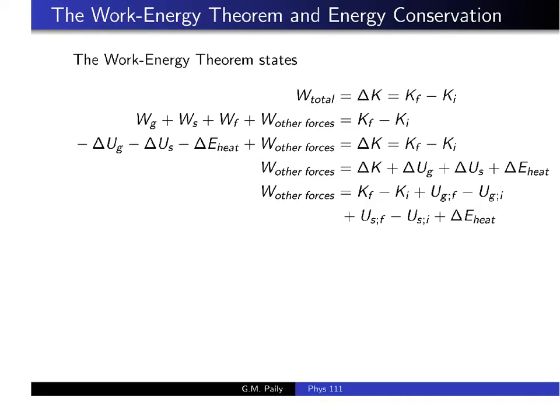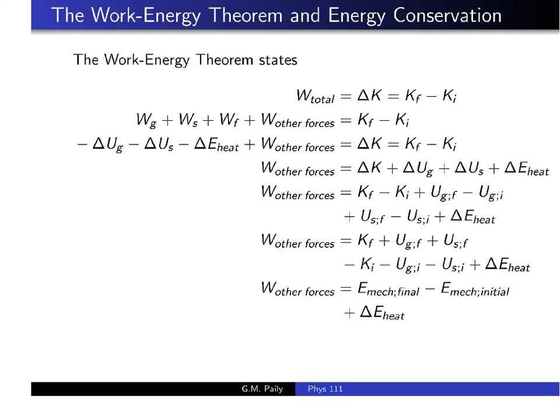And we can expand out all those deltas, right? So we have final minus initial. And we can group together the initial terms and group together the final terms. But then looking at this, K plus U is just mechanical energy. So we have the work done by other forces is equal to the final mechanical energy minus the initial mechanical energy plus the energy released as heat, or the work done by other forces is equal to delta E mech plus delta E heat.